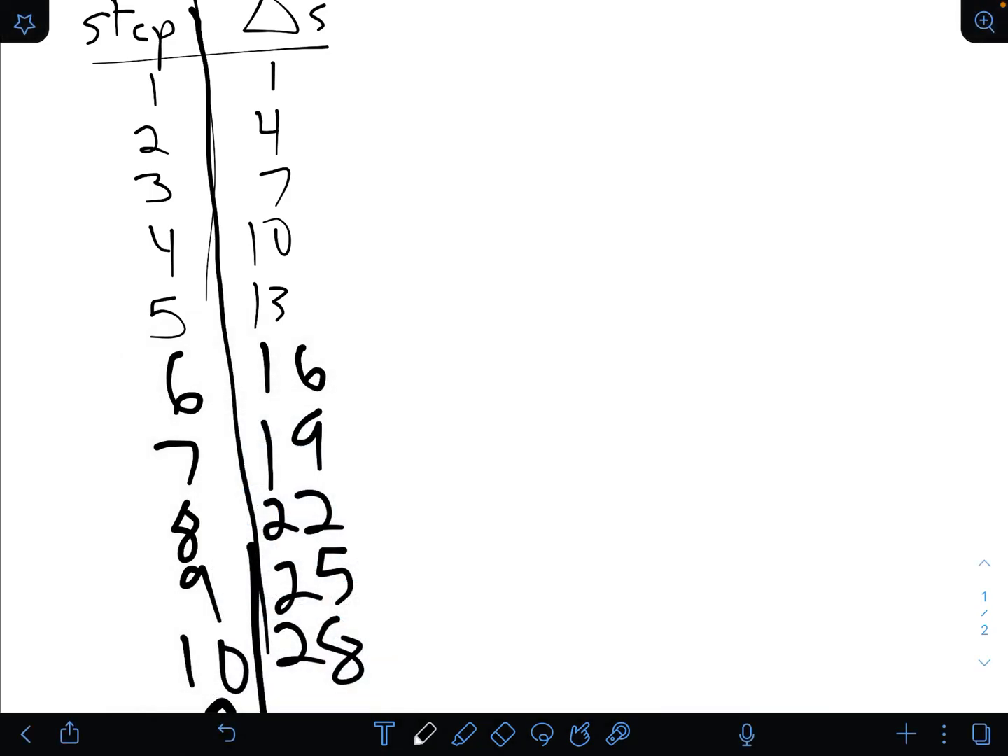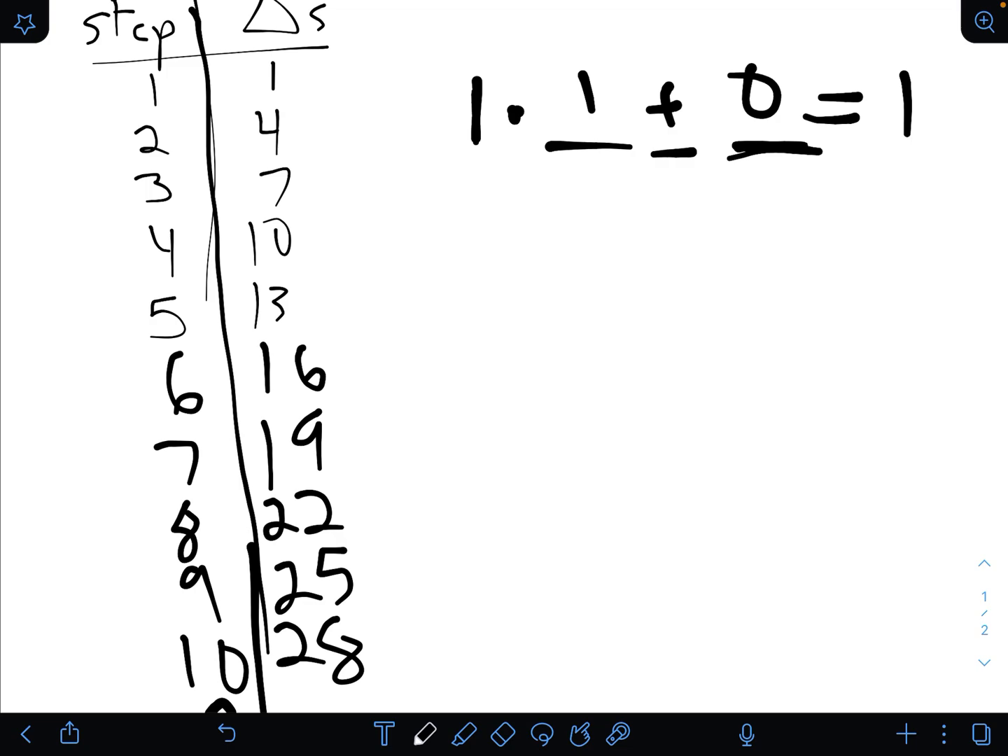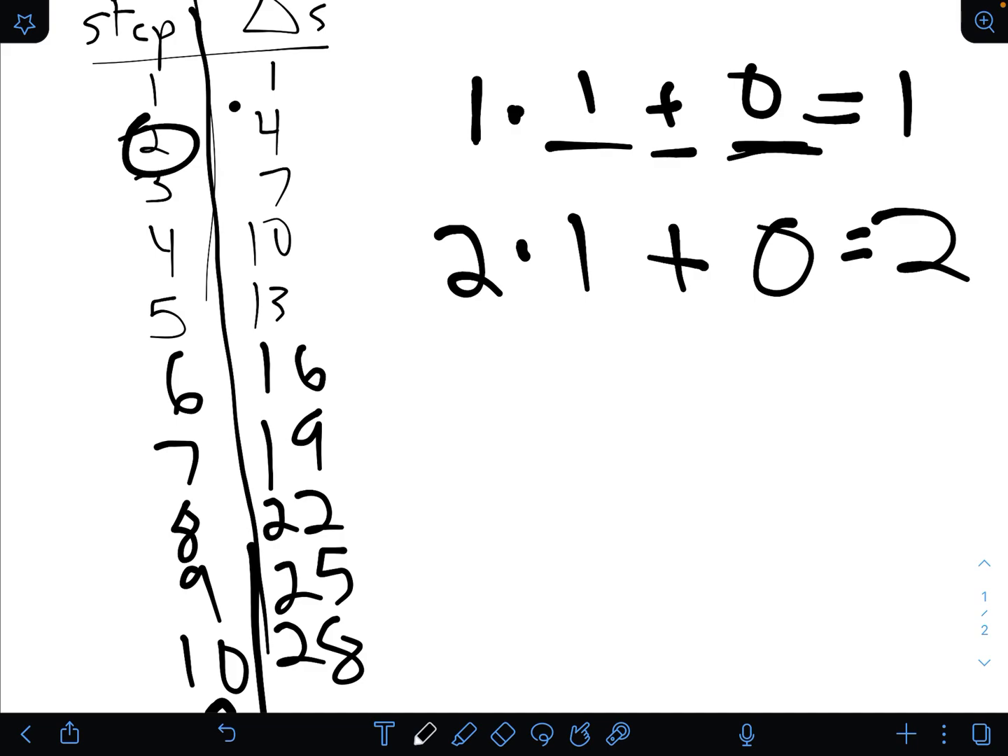Now, this isn't the first time they've seen a problem like this. So maybe they do step 1 and maybe they multiply it by something. Maybe they add or subtract something and they get 1. Okay, well, if I do 1 times 1 plus 0, that's 1. But then I'd have to do 2 times 1 plus 0, because step 2. And that equals 2. Oh, but I want 4.